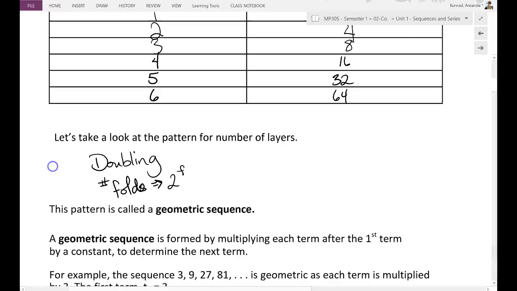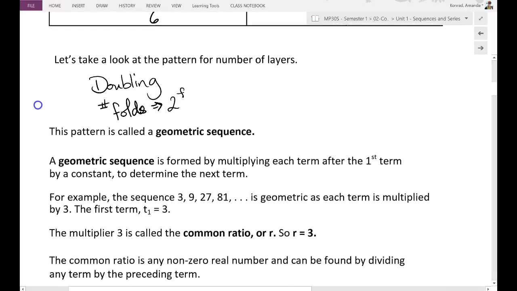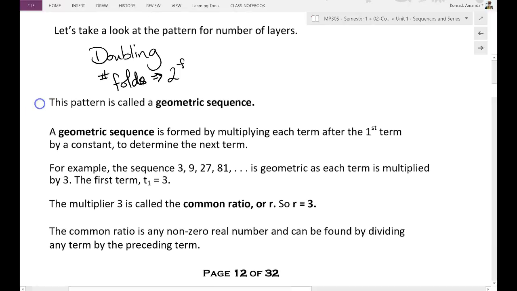This pattern is a geometric sequence. Again, sequences are strictly looking at numbers that follow a pattern. We're not doing anything to those numbers. It's just the pattern themselves. So a geometric sequence is formed by multiplying. Watch out, because now we're multiplying instead of adding and subtracting each term after the first term by a constant to determine the next term.